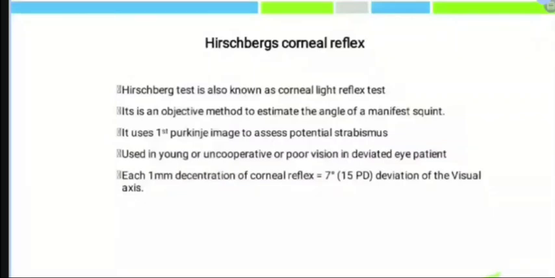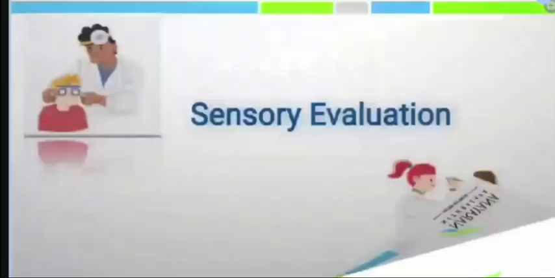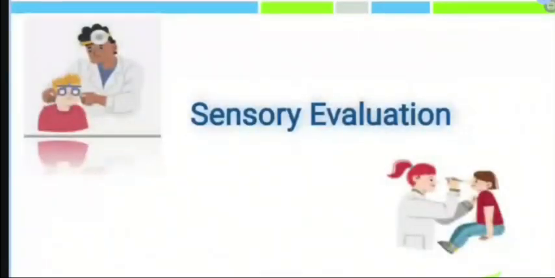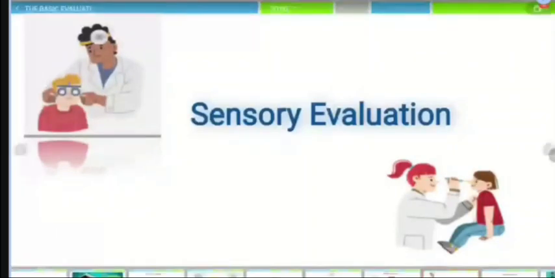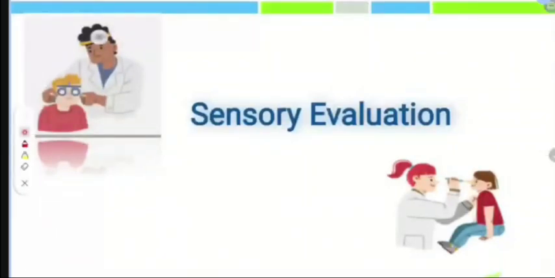6/60. It says that 1 mm of decentration of the cornea reflex from its center point will give rise to 7 degrees of deviation from the visual axis, which can be approximated to 15 prism diopters. So how do we do this? I have kept a small diagram over here. You can see a person with a light over here.